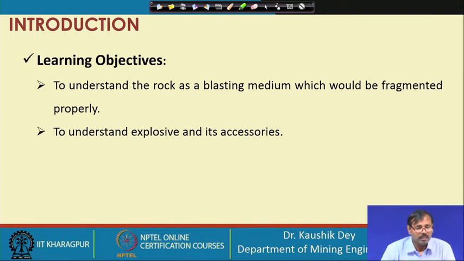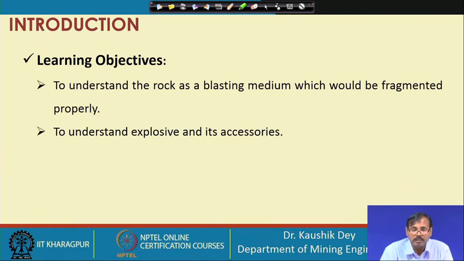One of the objectives of this course is that the student should understand the different explosives and the accessories. Explosive is the storage of energy, which is required to release the energy for blasting, but explosive needs some accessories also. These accessories are essentially required to provide safety to the people who are handling this.